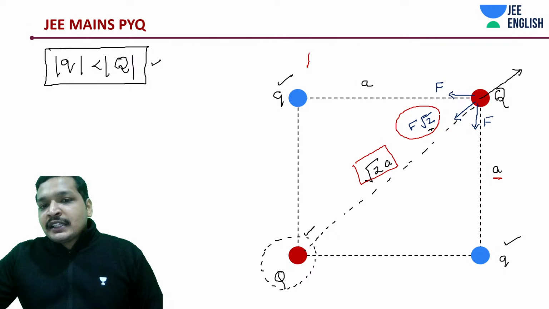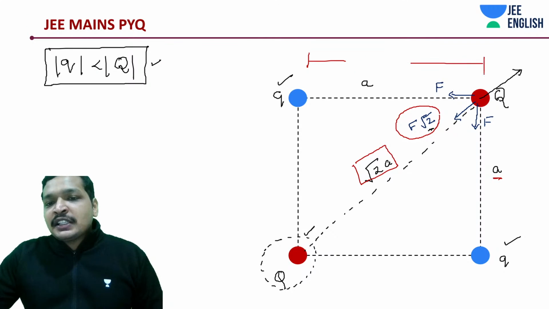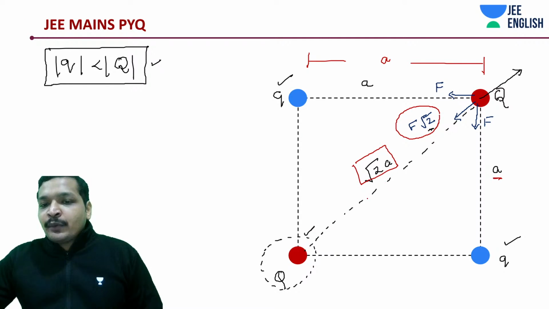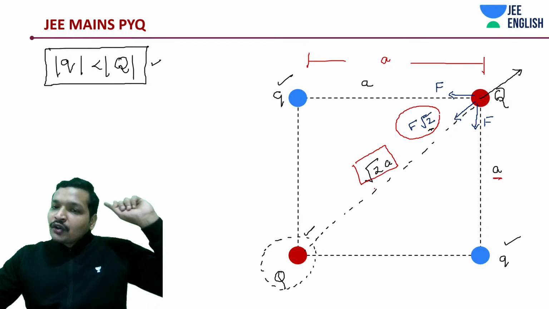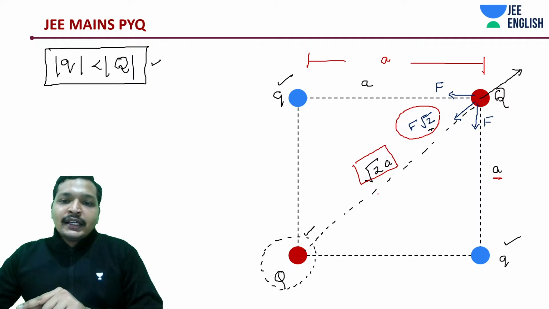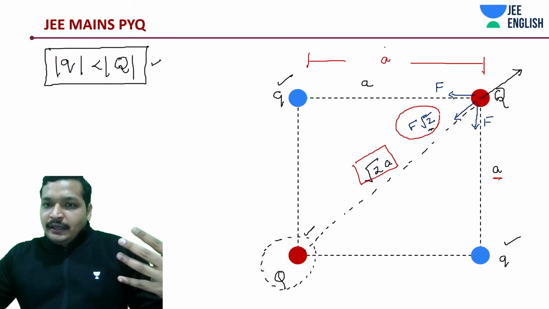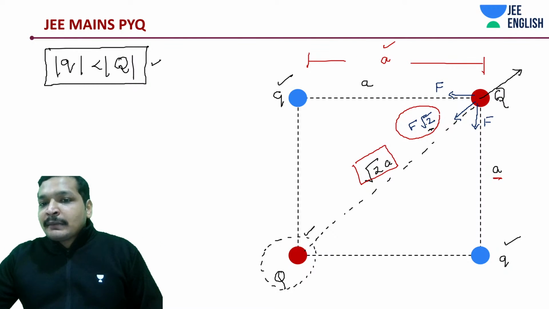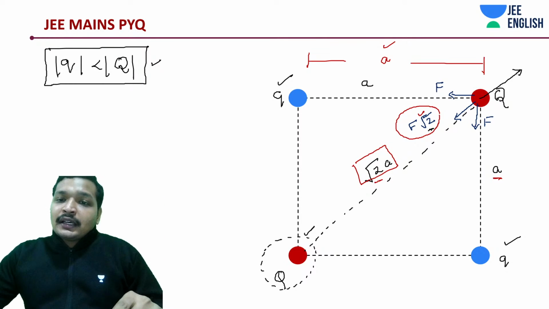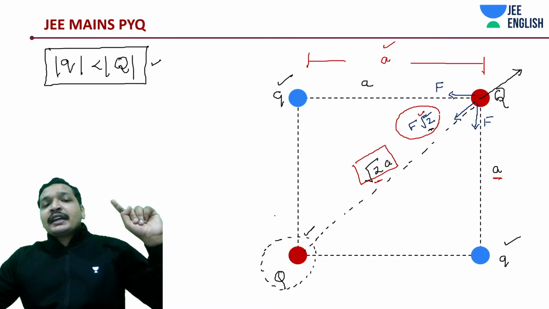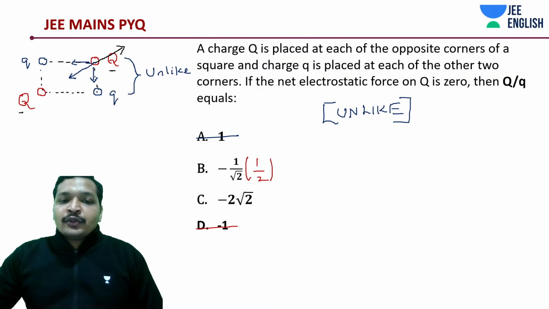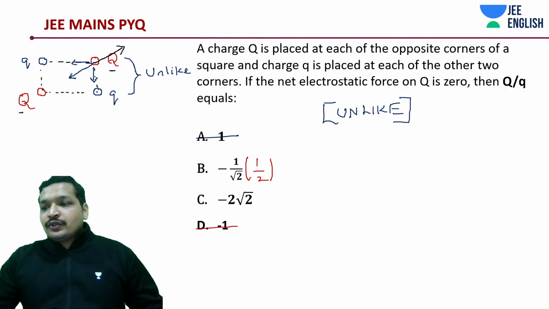The distance between small q and capital Q is how much? A. And between capital Q and capital Q, the red one, is how much? Root 2a. Which is greater? Root 2a is greater. If root 2a is greater, what is happening to 1 by r square over there? It's becoming smaller than that of a, definitely. And these forces are getting multiplied by a root 2 on the numerator, while here it is 2 on the denominator. That means which one should have greater magnitude? Capital Q. If at all this was 1 by 2 root 2, B should have been the answer. It cannot be minus 2.